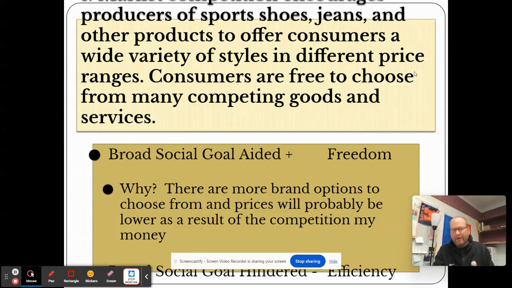Okay, what might be hindered? Efficiency. Well, we've got all these different types of shoes and jeans out there. We might not be using our natural resources very well when we're just out producing millions of different types of shoes or millions of different types of jeans. Do we really need to have that many different types out there? Can't we just have one type, save the resources, and use them for something else? So our efficiency could be hindered a little bit in this scenario.